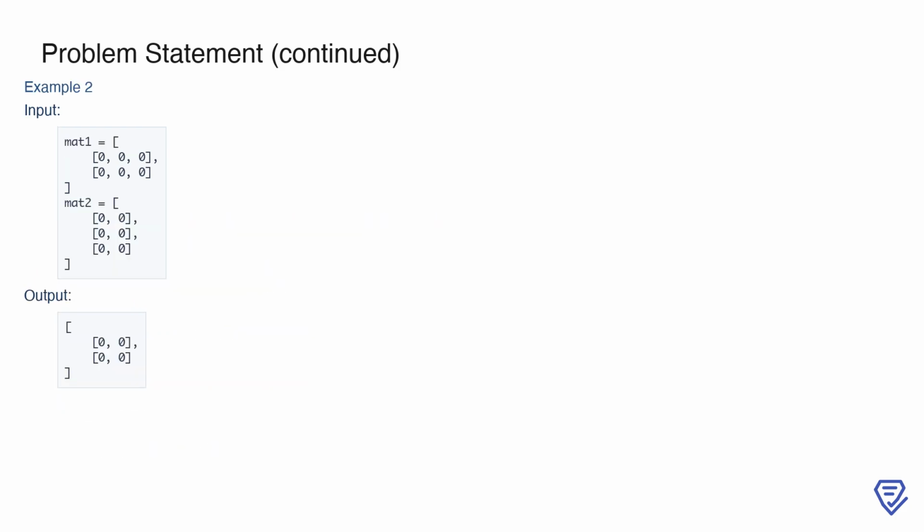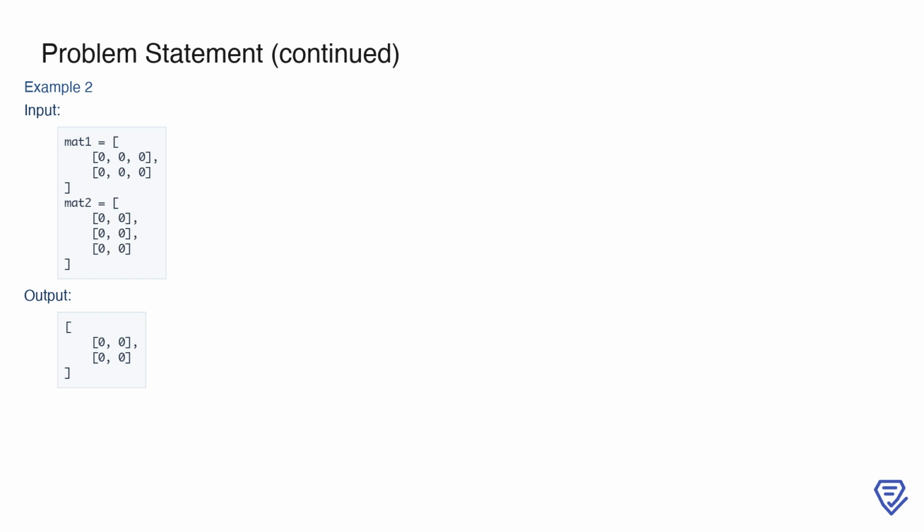In the second example, both input matrices are zero matrices. mat1 is a 2 by 3 matrix filled with zeros, and mat2 is a 3 by 2 matrix also filled with zeros. When multiplying these matrices, every dot product involves only zeros, so all the resulting elements in the output matrix are zero as well. The result is a 2 by 2 zero matrix, 0, 0, 0, 0. This example highlights a key property of sparse matrices.